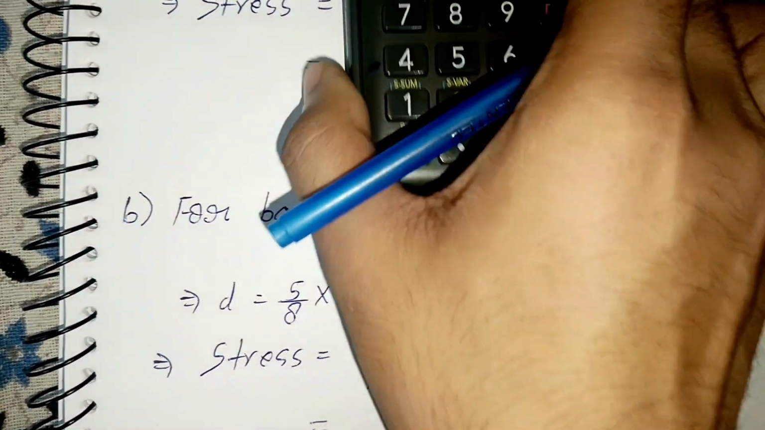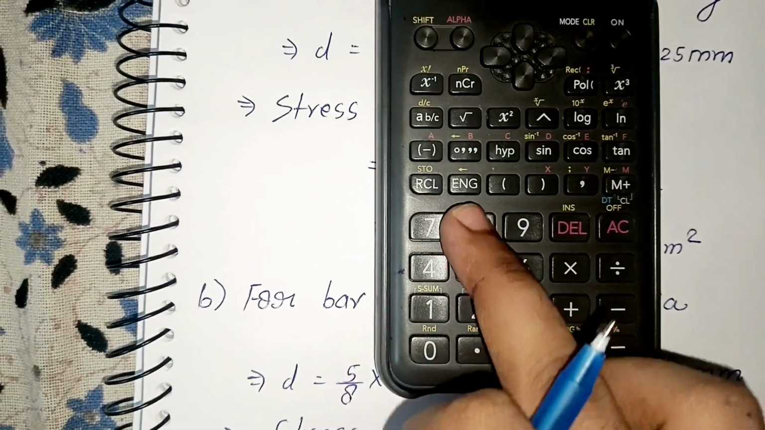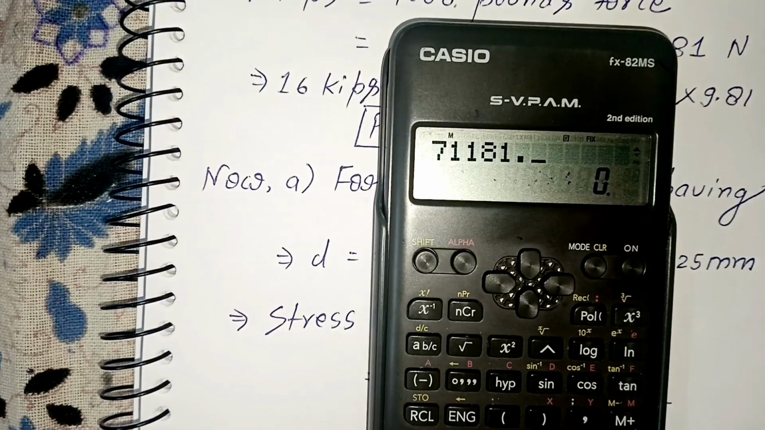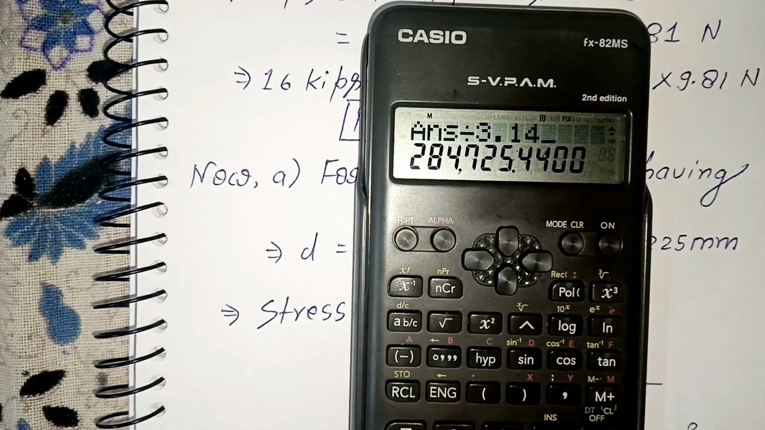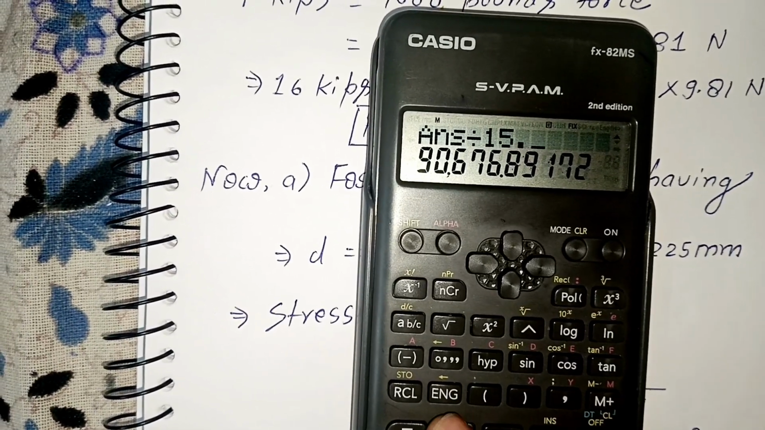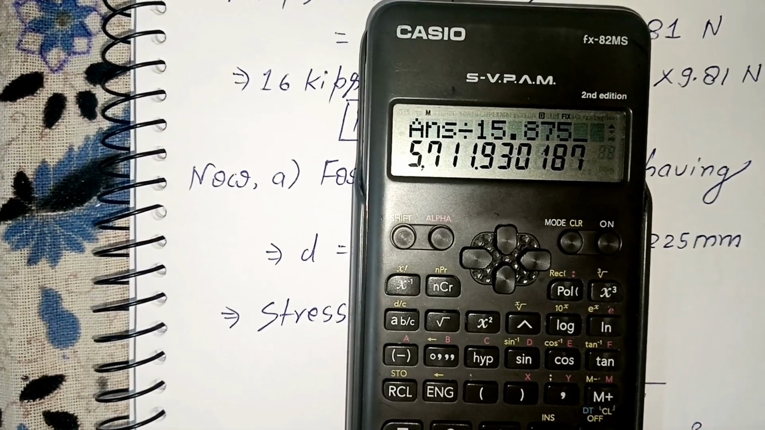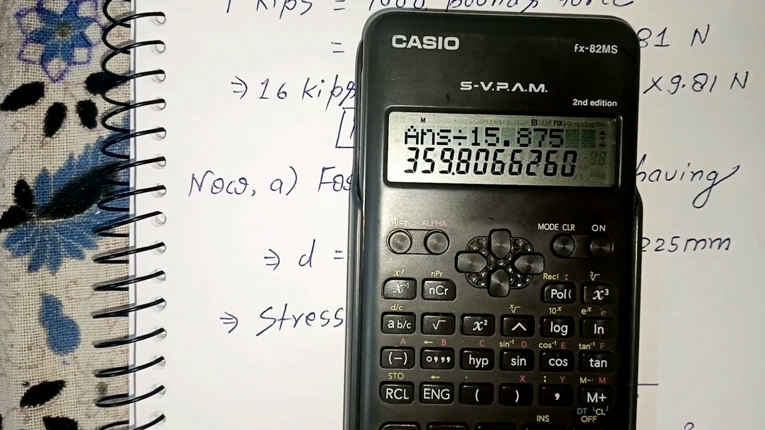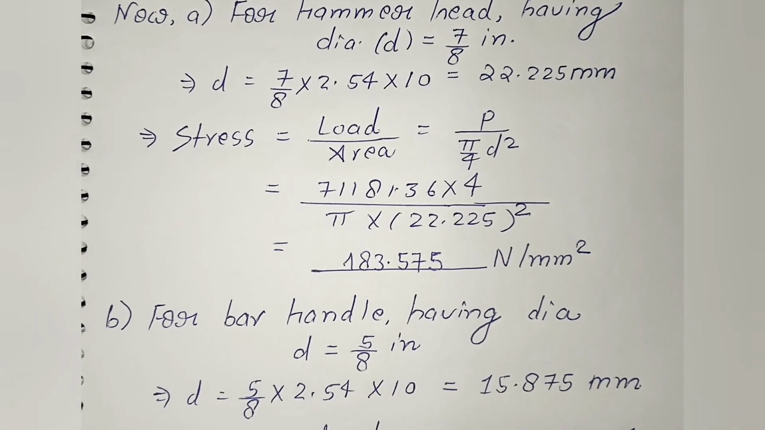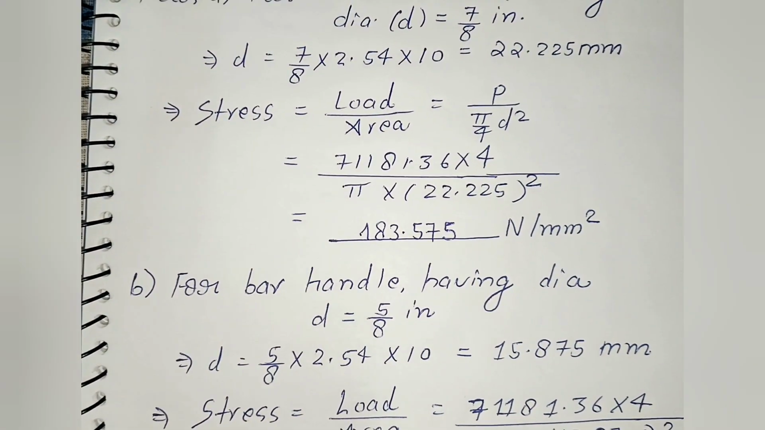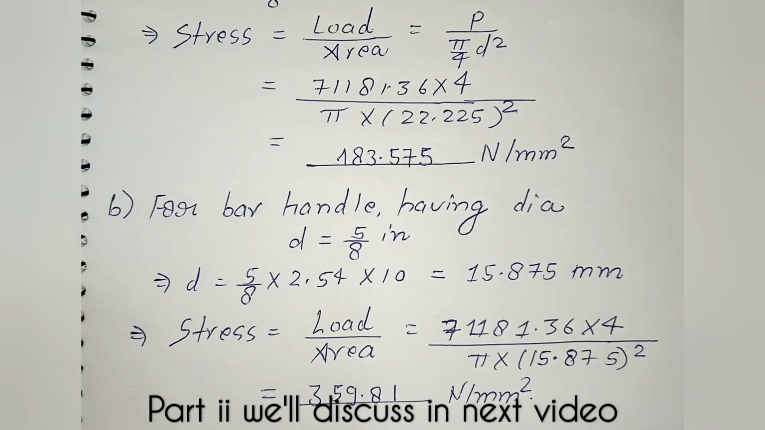When we calculate this value, you will get exactly, let's do 71181.36 into 4 divided by 3.14 divided by 15.875 divided by 15.875. So it's 359.81. You can see that we are done with the stresses at the hammerhead and the hammer handle, and we are having the values of the stresses as 183.575 and 359.81 megapascals.